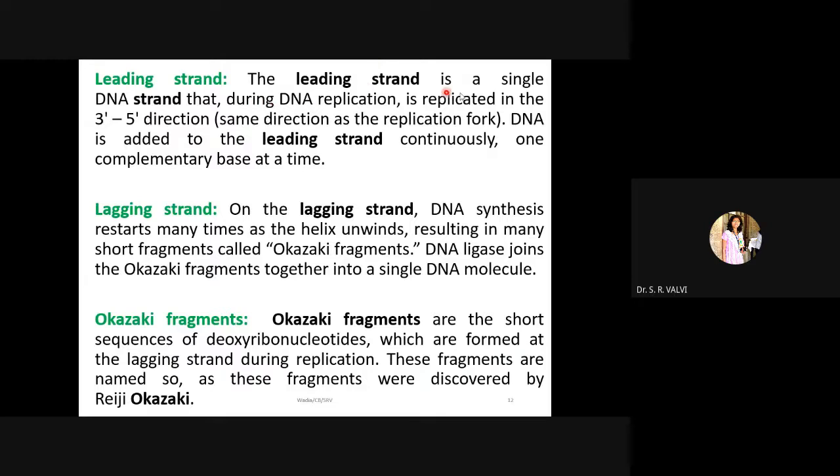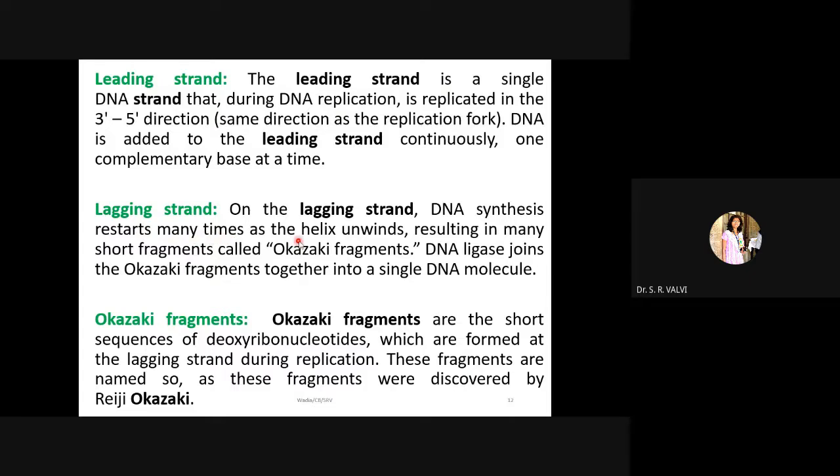Now see, this is the leading strand. So what is the leading strand? It is the single DNA strand that during DNA replication is replicated in the 3' to 5' direction. So please do remember the direction of the leading strand. Leading strand is always 3' to 5' direction, right? This is the same direction as the replication fork. So DNA is added to the leading strand continuously, hence it is called the leading strand.